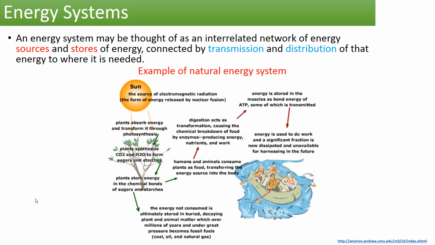But also the humans can, not only the humans, we consume plants, but also animals and so on. And we transfer that energy source into the body. So that energy is in our body, and then we can burn that energy during different kinds of activities. That energy is used to do work, and a significant fraction is dissipated and is not available for harnessing in the future. So that was happening in this kind of system.